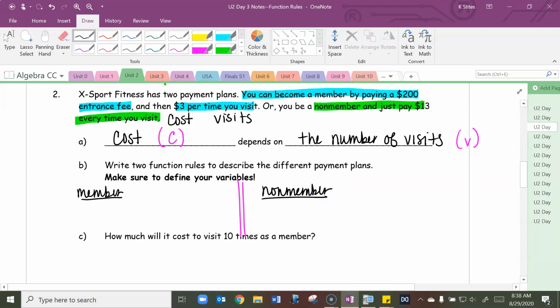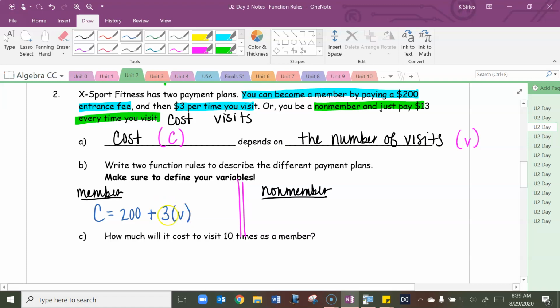Again, the goal here, you're trying to figure out how much money it costs, so that's why we're going to start with a C equals. All right, so if we're a member, how much are we paying? Okay, we're paying $200 up front, plus $3 per time you visit. So that's going to be $3 per visit.